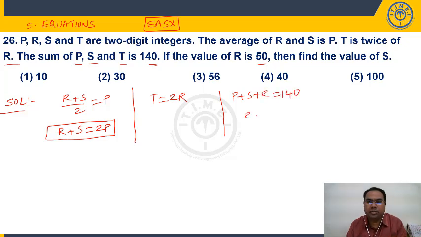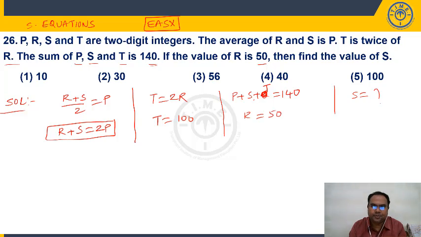We have R is equal to 50. If R is equal to 50, we can find T also. T is how much? 100. So the sum of P, S, T is 140. Value of R is 50. R is 50 means T is 100. Find the value of S. This is my question. S is how much?